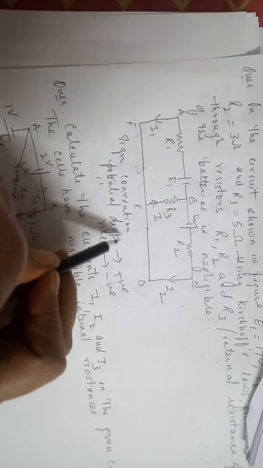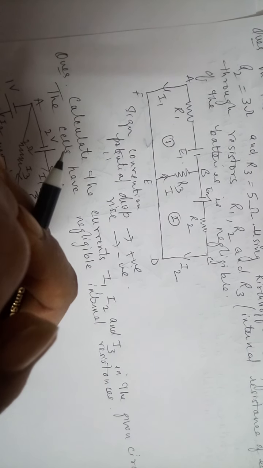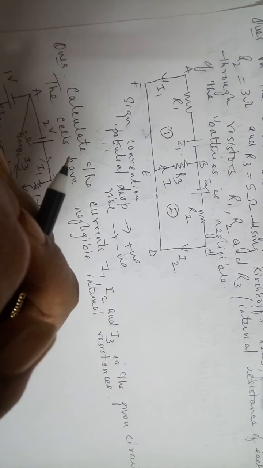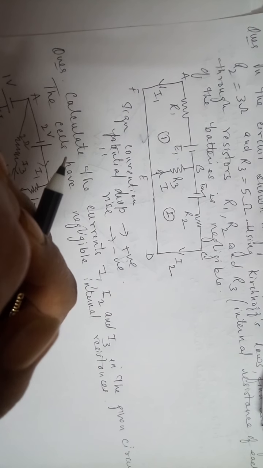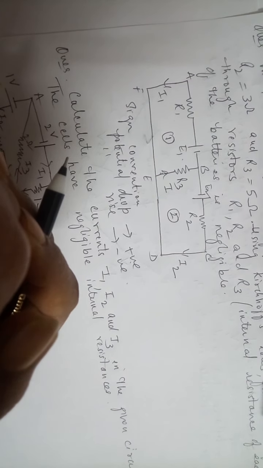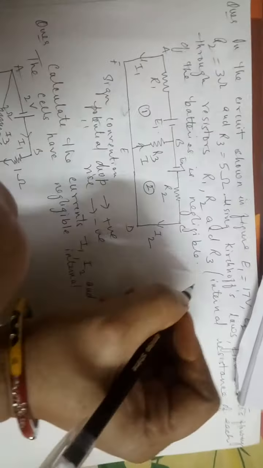Now the circuit can be divided into two parts. This is the first circuit and this is the second circuit. We are dividing it into two different parts, and then we will apply the rules and get the equations. Once we solve the equations, we will get the required values of the currents. So let us start with the first circuit, that is loop 1.